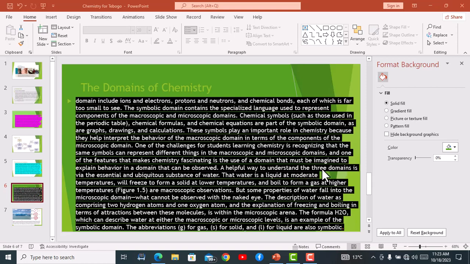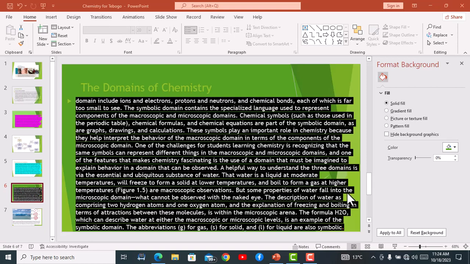A helpful way to understand the three domains is via the essential and ubiquitous substance of water. That water is a liquid at moderate temperatures and will freeze to form a solid at lower temperature and boil to form a gas at higher temperatures. These are macroscopic observations, because these are the things that we can see. We have water as a liquid, we can see it. I take this water, put it inside a fridge and decrease the temperature, it freezes to ice. I take the very same ice, put it into a pot, increase the temperature, and when it reaches 100 degrees, the liquid converts to a gas. We can see all these three phases, right?